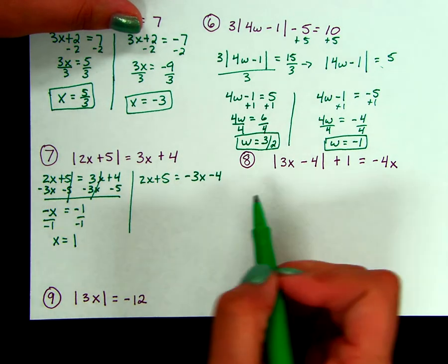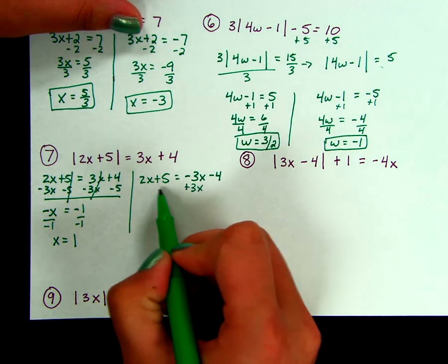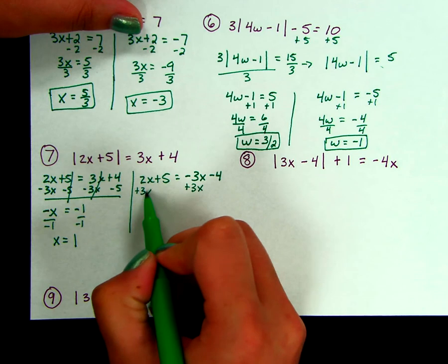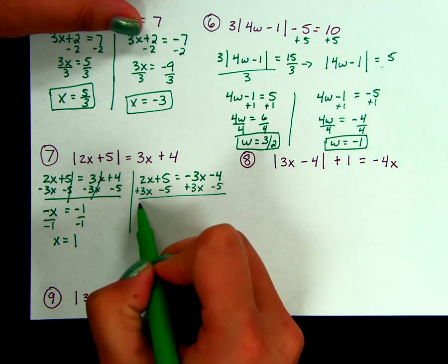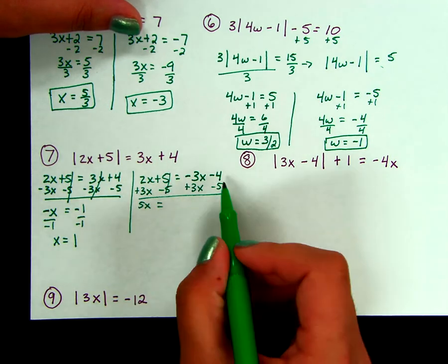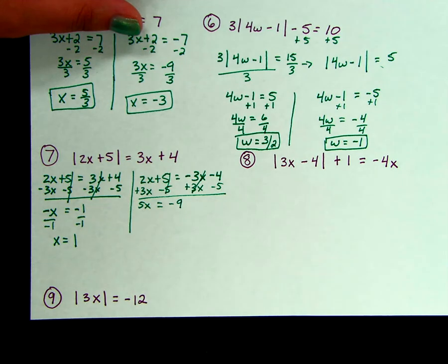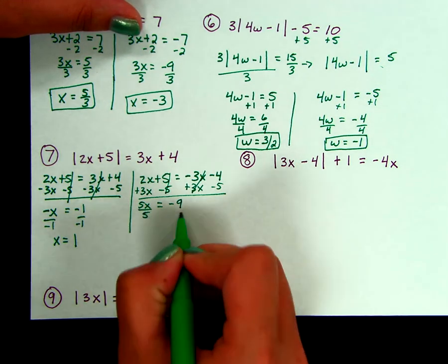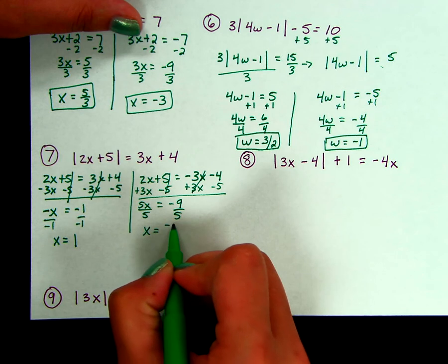Next one, same thing, x is on one side, numbers on the other. So we're going to add 3x to each side. Subtract 5 at the same time. So here we're going to have 5x. That cancels, equals, cancels. -4 minus 5 is -9, so we're going to end up with another fraction. So I divide both sides by 5. So x equals -9/5.